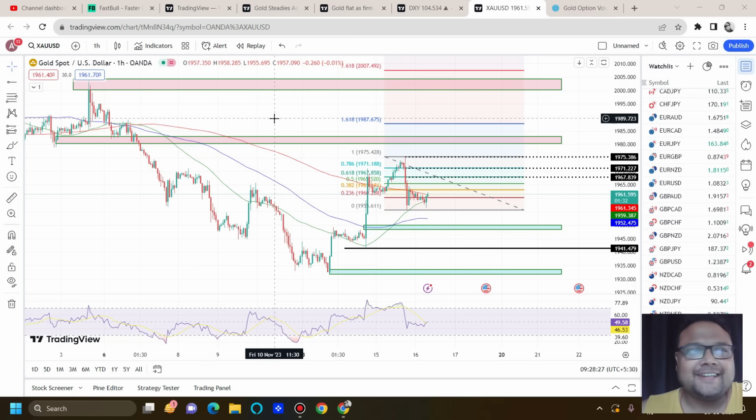So let's get started. My dear friends, this is the 1 hour chart of gold USD in front of us. You can see that I have drawn many boxes and lines. We will get into it one by one.